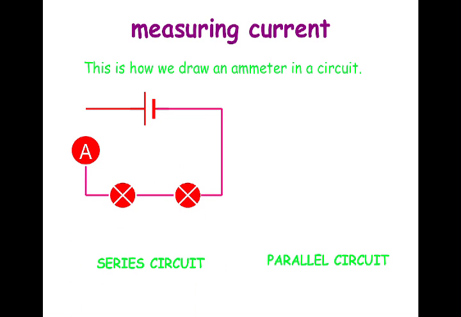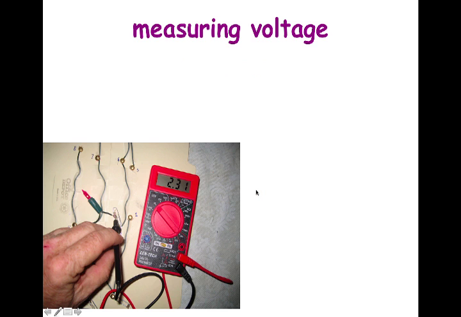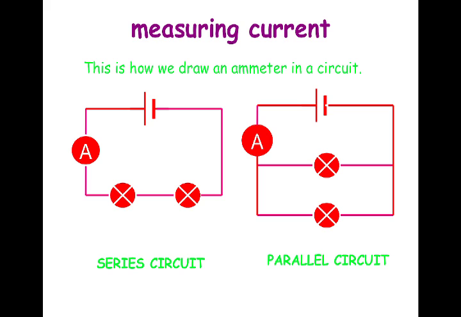Now, measuring current, as you'll see here, the circle with the A in it, that would be the ammeter. For a series circuit, the ammeter is just put in line there. In a parallel circuit, it's still put in line, but you have to measure, the amperage is going to be the same. It doesn't really matter where you put it.